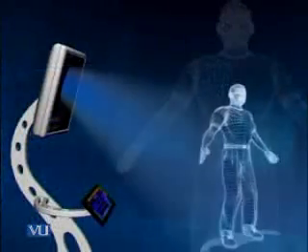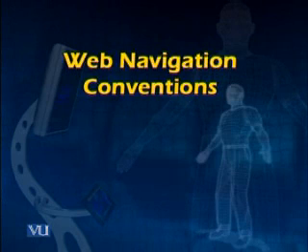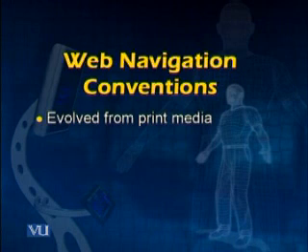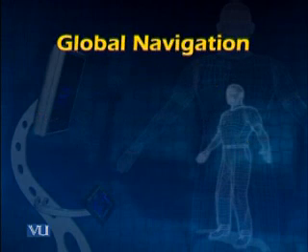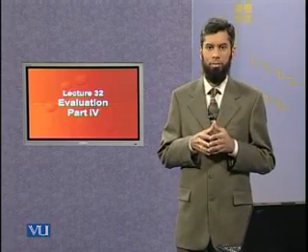In the same way, if we want to build a navigation scheme for our web pages, we need to build it consistently and we need to develop certain conventions. So when we talk about conventions for web navigation, these conventions have evolved from the print media. Conventions for web navigation will include a number of different elements. One of these is the global navigation. तो जब भी आप एक navigation system बनाना चाहते हैं अपनी वेबसाइट के लिए, तो उसके लिए एक global navigation system होना चाहिए.